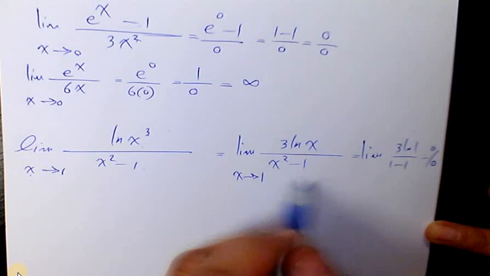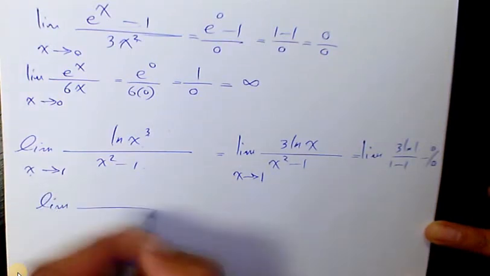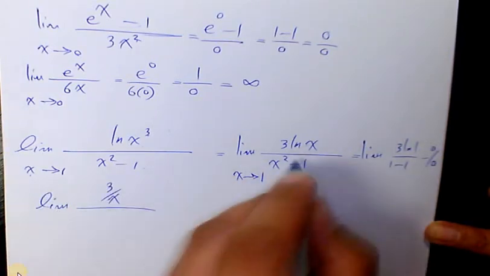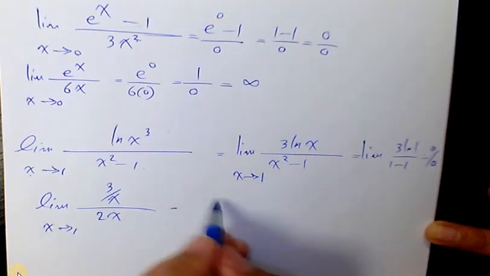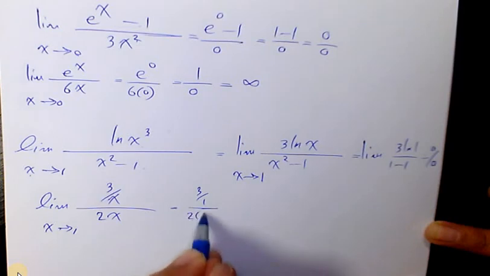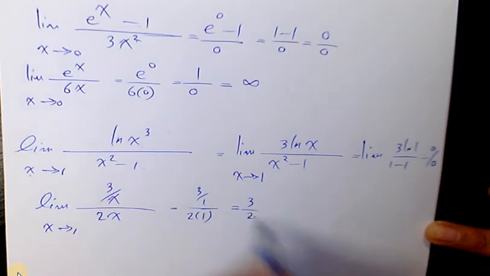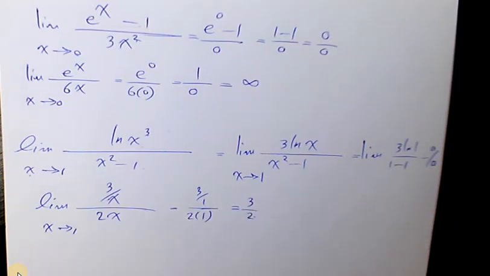Derivative of the numerator divided by the derivative of the denominator. That's going to be 3 over x, and here is going to be 2x, when x is approaching 1. That's going to be 3 over 1, over 2 times 1. That's 3 over 2. That's going to be the final answer.